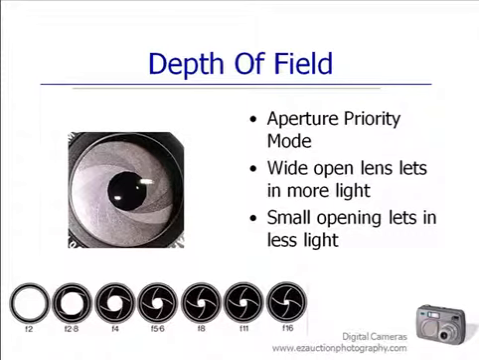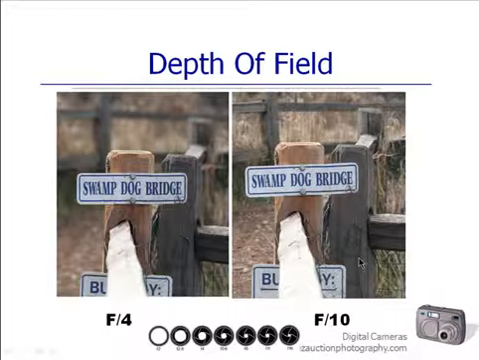So if I have a real small opening, I can have a lot of depth of field, like the landscape mode on the presets. If I have a wide open lens, I have a shallow depth of field, very much like the portrait mode on that preset. So let me show you really quickly a sample of this.